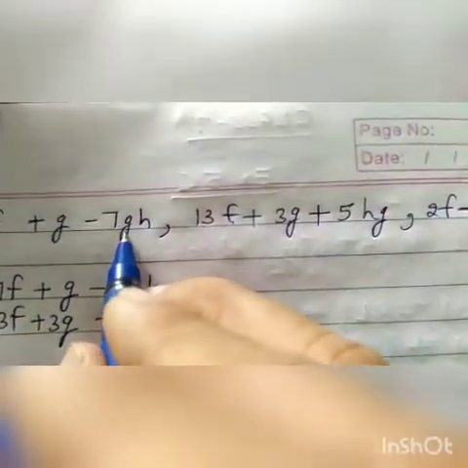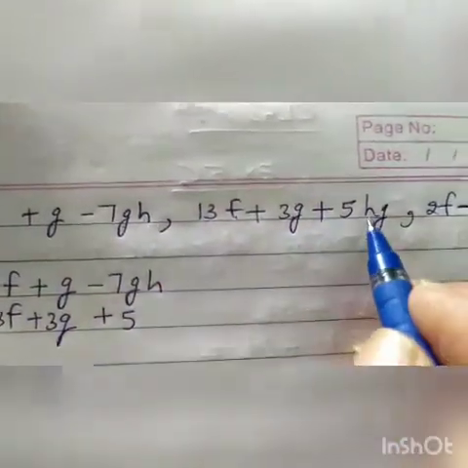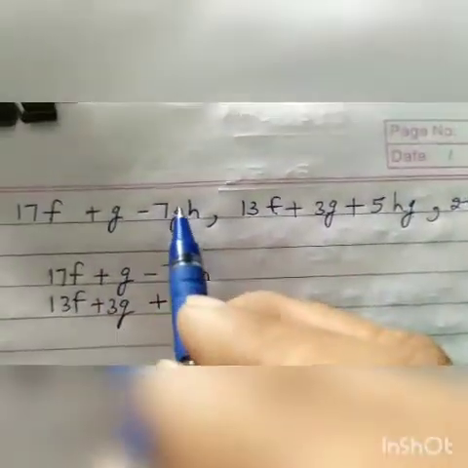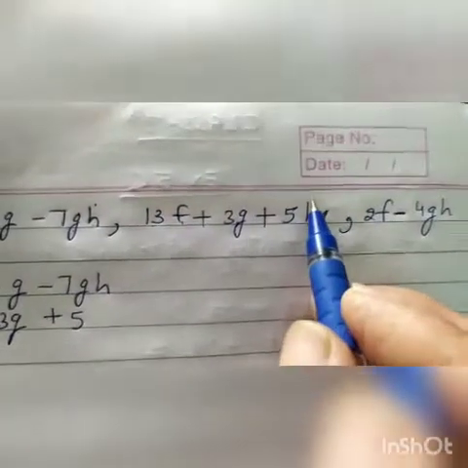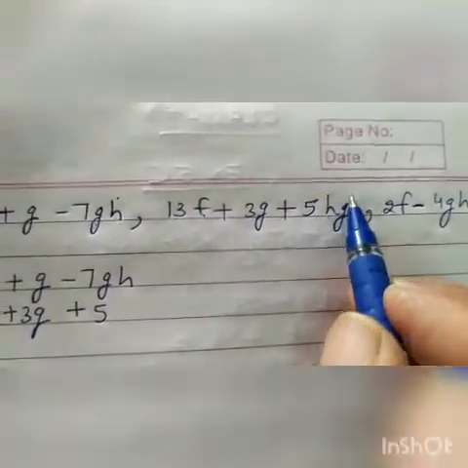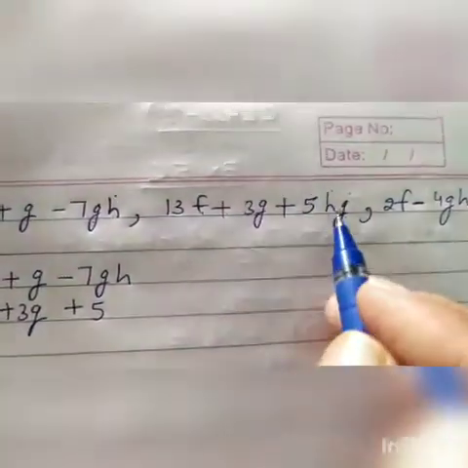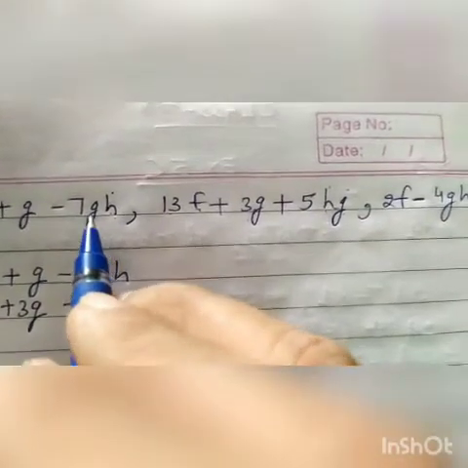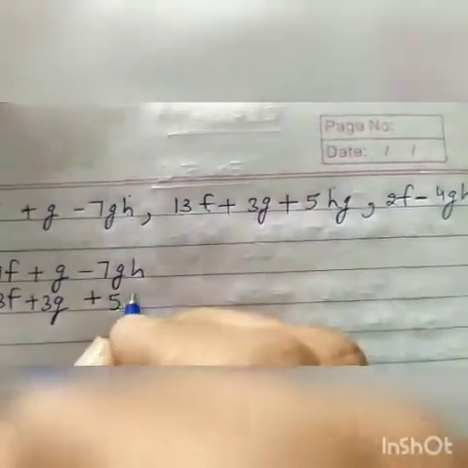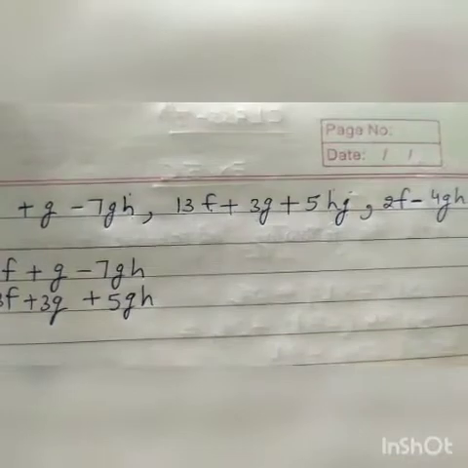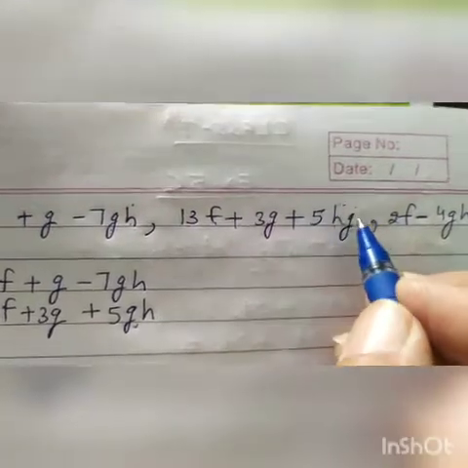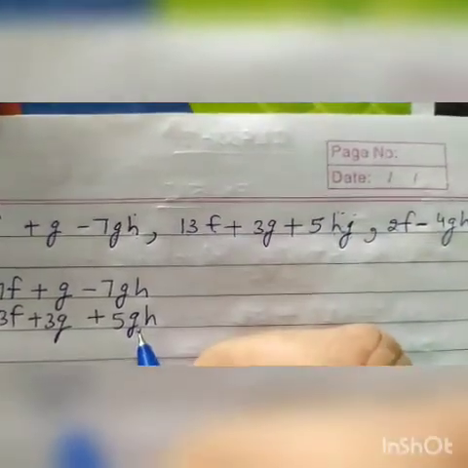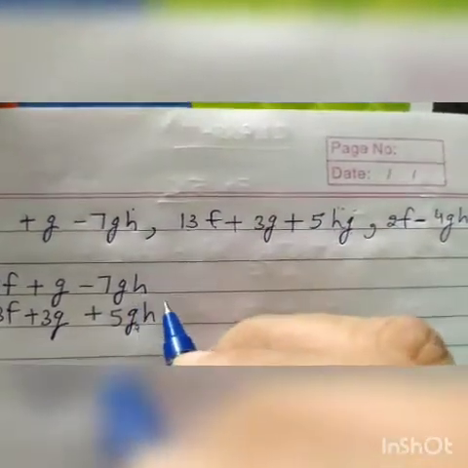Students, see, this is 7gh and it is hg. Here power of g is 1, here power of h is 1. Here also power of h is 1, g is 1. So we can write this hg as gh. If powers are same, then we can write in this way. But suppose here the power is 2, then we cannot write it below, because they will be unlike.